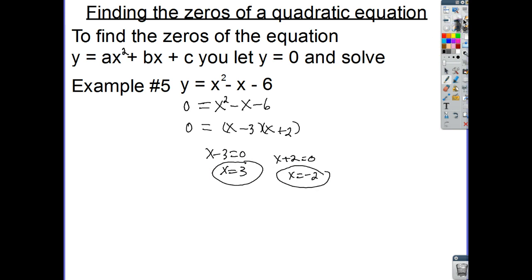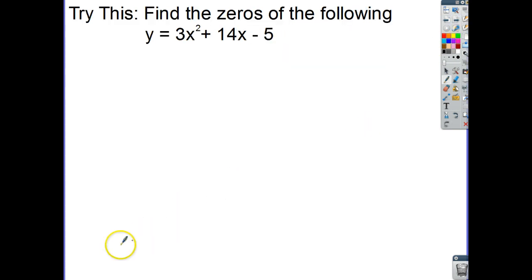You try one. Find the zeros of this one. Okay, again, if they ask us to find the zeros, then there's probably going to be a y in the equation. We change it to 0. So this equation becomes this, and then we find the solutions.